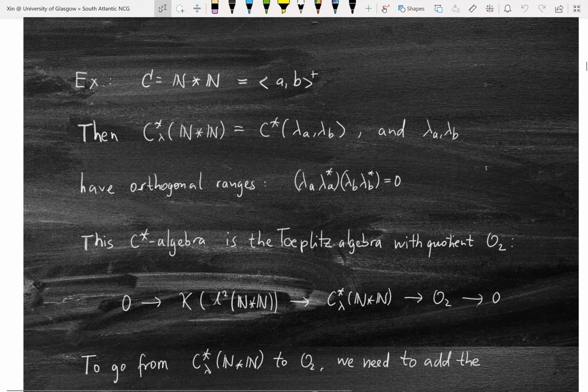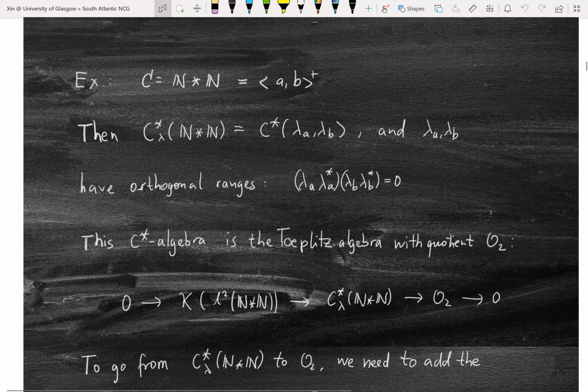You can understand this in terms of the monoid, because if you left multiply by A, you get a word starting with A, and if you left multiply with B, you get a word starting with B, and there's no word starting with both A and B, because you're in a free situation. So that's why you get orthogonal ranges. And it turns out that this relation is actually the defining relation. There's no more relation. In other words, you're just looking at the C star algebra generated by two isometries with orthogonal ranges.